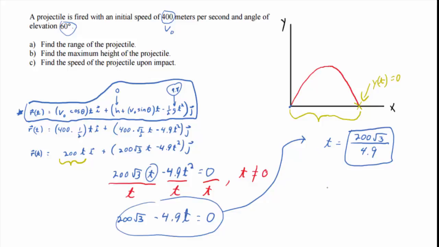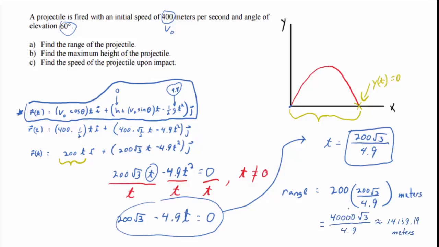So my range, let me say it this way, my range is going to equal 200 times t, right? But that t is just this value, 200 radical 3 divided by 4.9. And I'll let you do that calculation. What will the units be in? What units of distance? Meters. So you can run that through your calculator.